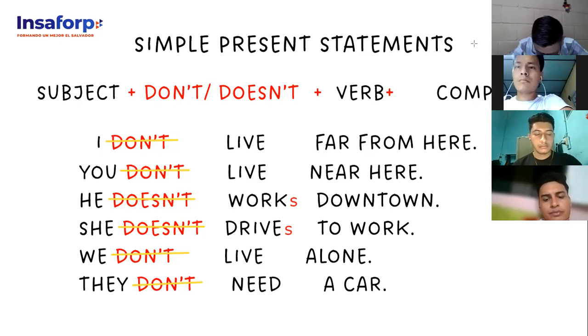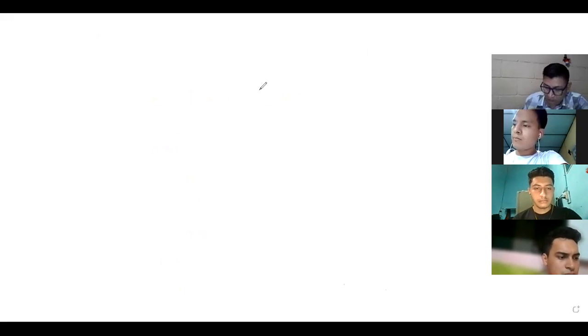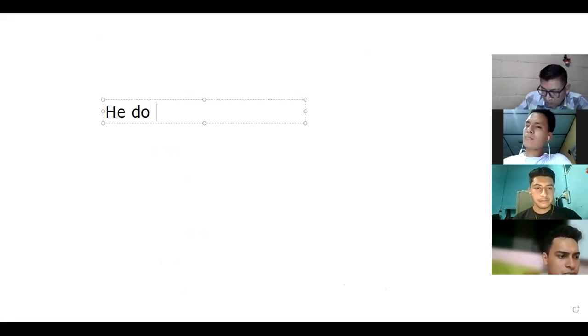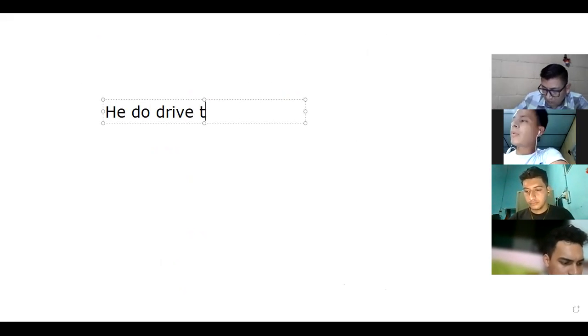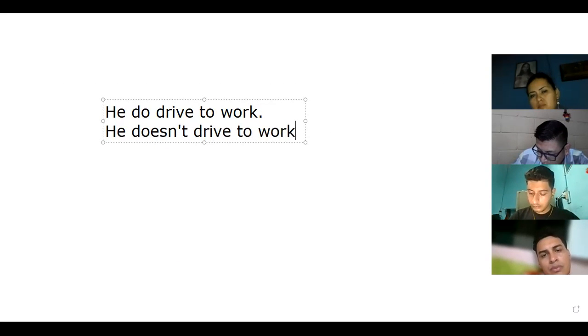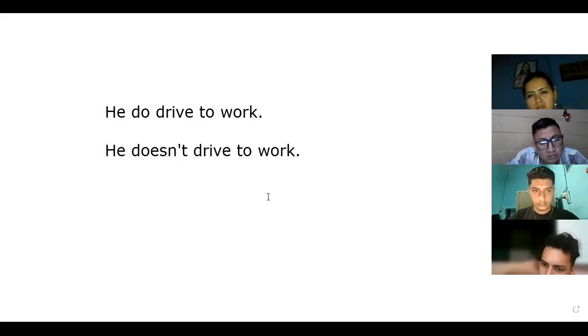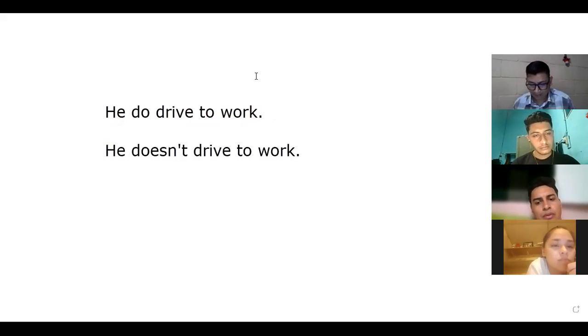Negative statements. Yes or no, class? Okay, so look at this one. What if we have this one? Les pongo un ejemplo. Miren, he do drive to work. He doesn't drive to work. ¿Será posible hacer este tipo de oración usando do? ¿Sí o no, clase? Yes, he does. ¿Por qué creen? Cuando uso do, yes or no? Because do is only used with I, you, we, they.